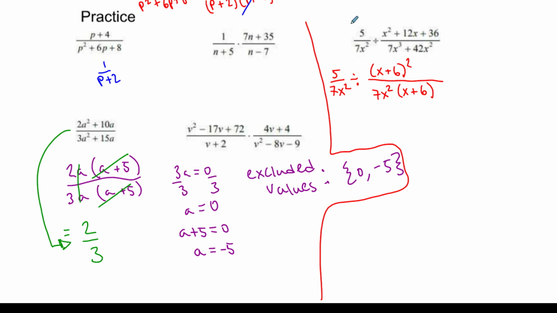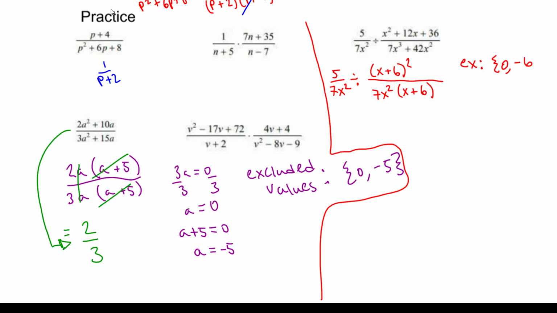Okay, so what would my excluded values be here? Well, if I plug 0 in here, I get a 5 over 0. If I plug 0 in here, same thing, I get some number over 0. If I plug -6 in, I get 0 over 0. So we can't plug in -6. Okay, let's see if there are any more later on.